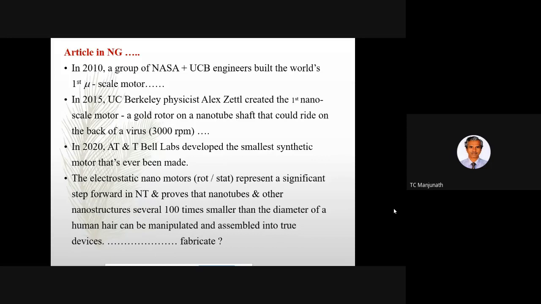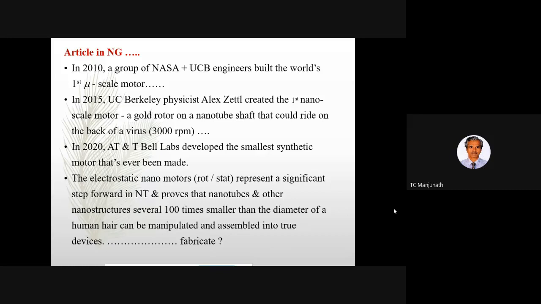A virus is nothing but a nanoparticle, which is very, very small, like a coronavirus, right? It rotates at around 3000 RPM. In the current 2020, exactly 20 years after the rapid development of nanotechnology from the 2000s, AT&T Bell Labs developed the world's smallest synthetic motor that has been made. It is made entirely using nanoparticles, with the armature and the wires, everything chipped using VLSI technology. You cannot see it with your naked eye. That's very, very small in nature, right?